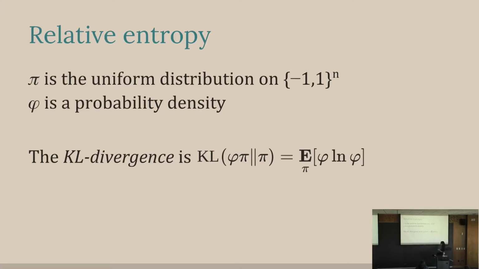And another measure of closeness to uniform is this notion of relative entropy. If you take the uniform distribution on the cube and a probability density phi, then we define the KL divergence to be the expectation of phi ln phi over the uniform distribution. It's also equivalent in this case to the entropy of the density.